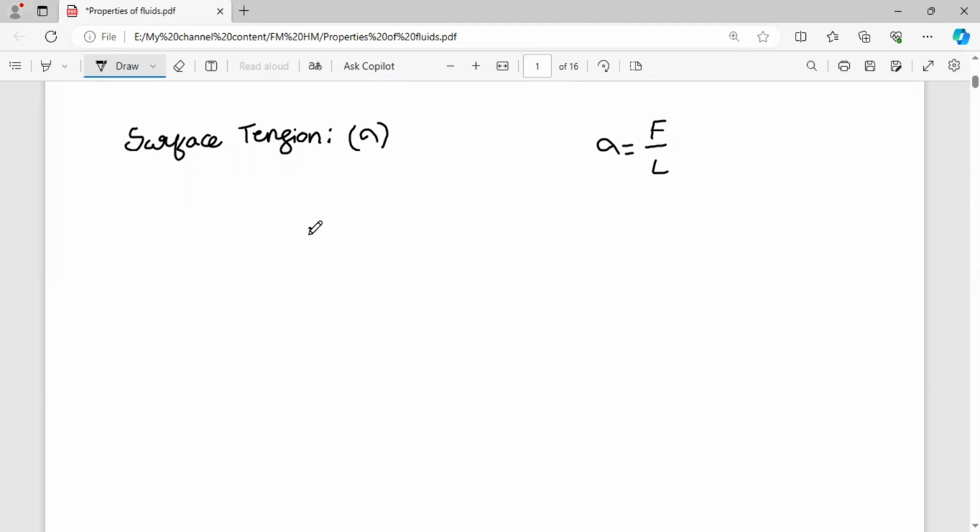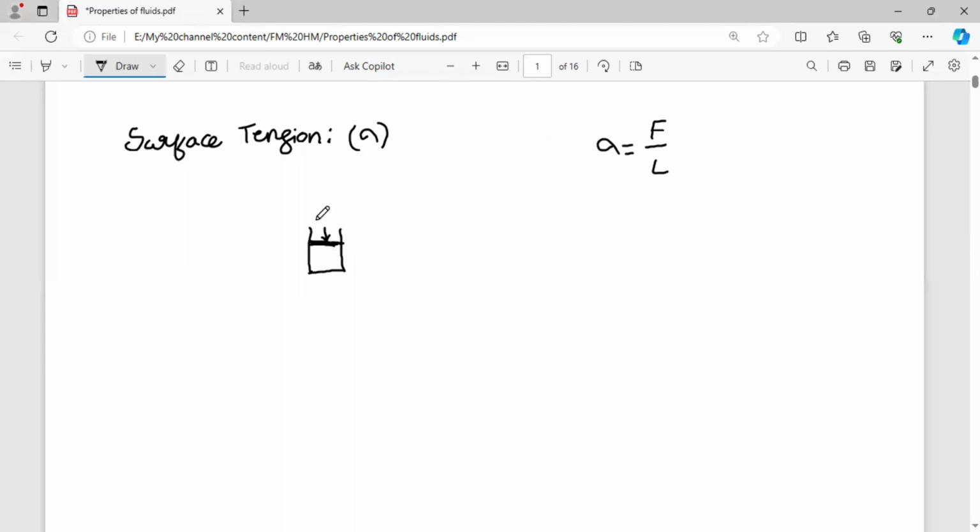For example, I am considering a vessel and it is the surface of water. This is the surface of the liquid. The force acting on the top surface per meter length is the surface tension. This is the basic definition.